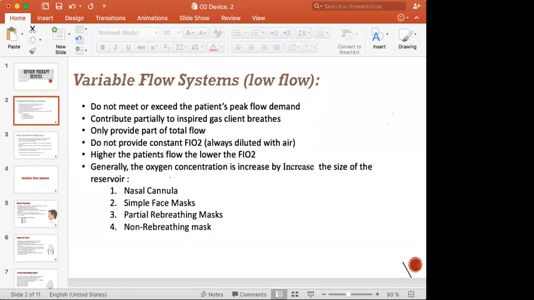The oxygen concentration of the device depends on the size of the reservoir. The nasal cannula has a very low reservoir, it's only the cannula. When we move to the simple face mask, it has more reservoir, which is the actual mask. The partial rebreather and non-rebreather masks have even more reservoir, which is the mask plus the reservoir bag.